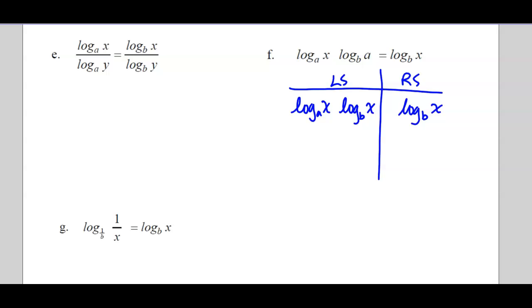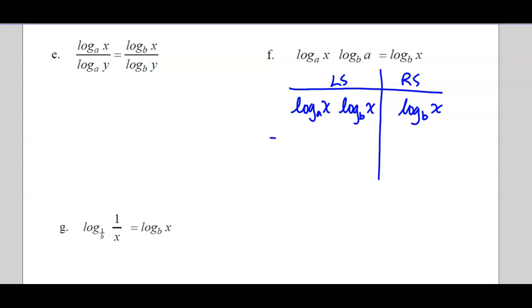The left side is more complicated than the right side, right? Because the right side is just one log expression. The left side is two. Take a look. These are different bases, same argument. This is base B. So I want to try to change base A to base B. There's no base A's over here.